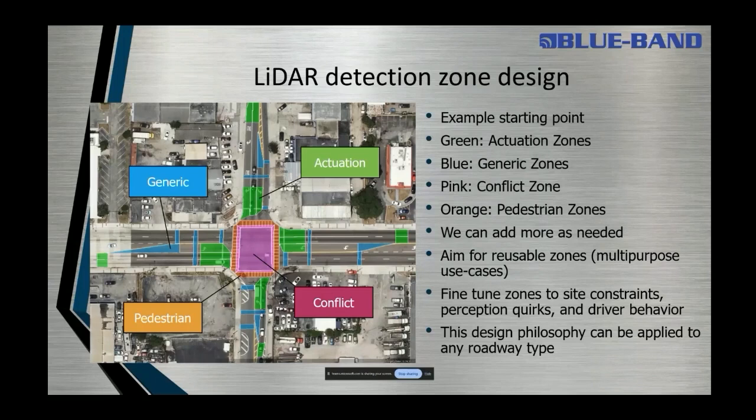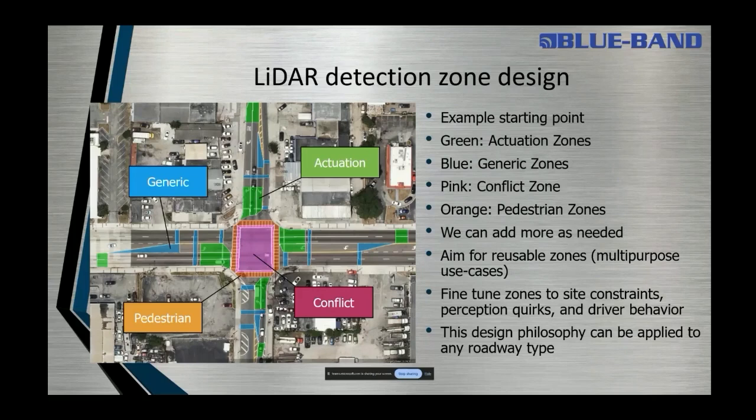Another is how drivers behave. For example, drivers tend to pull far ahead of the stop bar. You may need to extend the stop bar zone so that the calls still register. Same for drivers who tend to straddle between lanes. You may have to shrink the adjacent zones a bit to ensure that drivers don't get picked up by both when it doesn't make sense to.